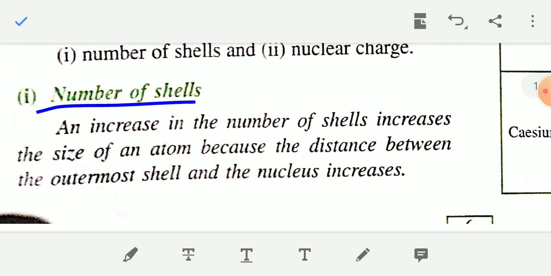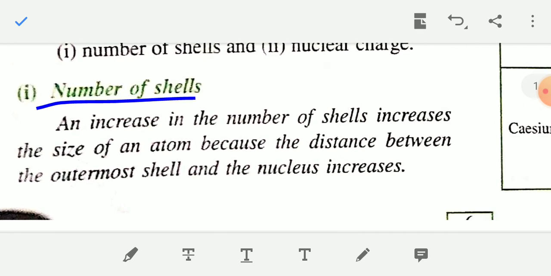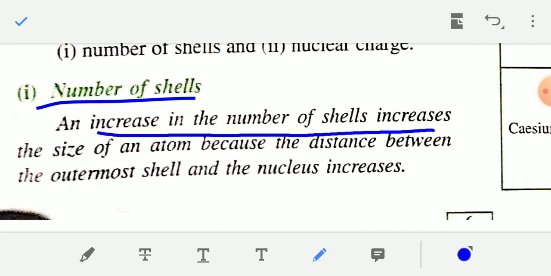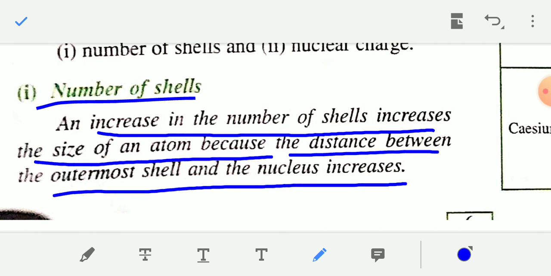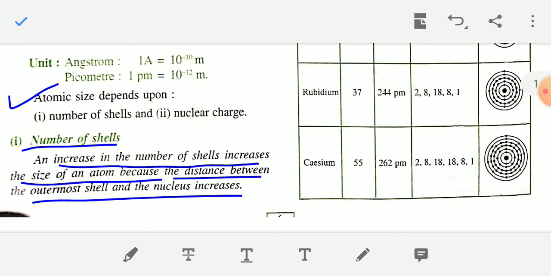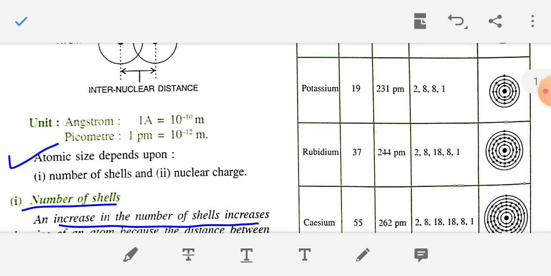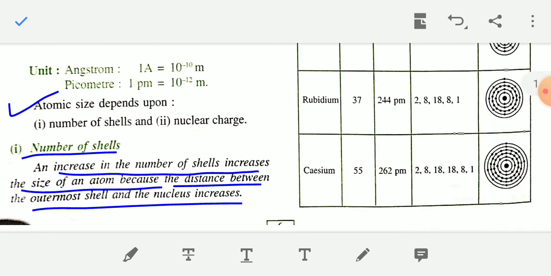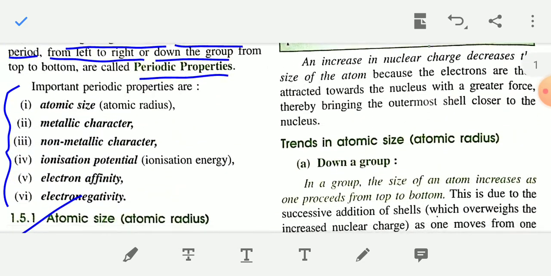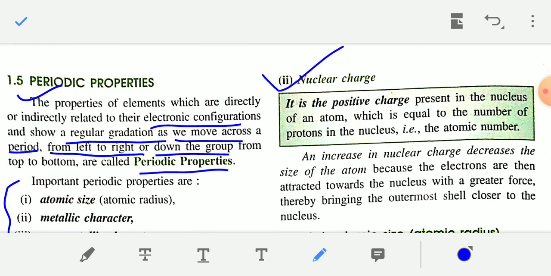How does the number of shells determine the size of an atom? An increase in the number of shells increases the size of the atom, because the distance between the outermost shell and the nucleus increases. The larger the number of shells, the larger the atomic radius. And the second factor is nuclear charge.